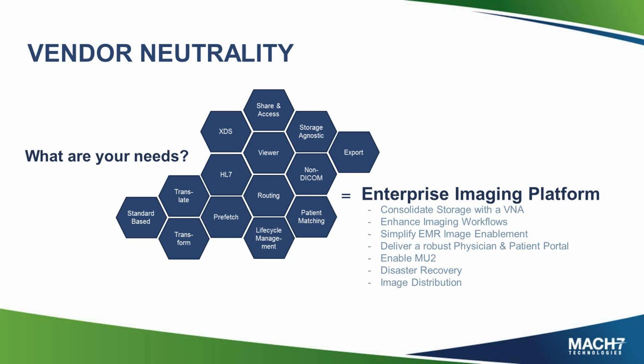So number one, your vendor-neutral archive needs to have the ability to store in a standards-based format, and if it's not standards-based, have some ability to translate and transform that into a standards format. Because ultimately, your vendor-neutral archive needs to be able to enable your visualization tools, and the visualization tool you have today may not be the same one you have in 5 years from now. So your vendor-neutral archive needs to be able to translate and transform.